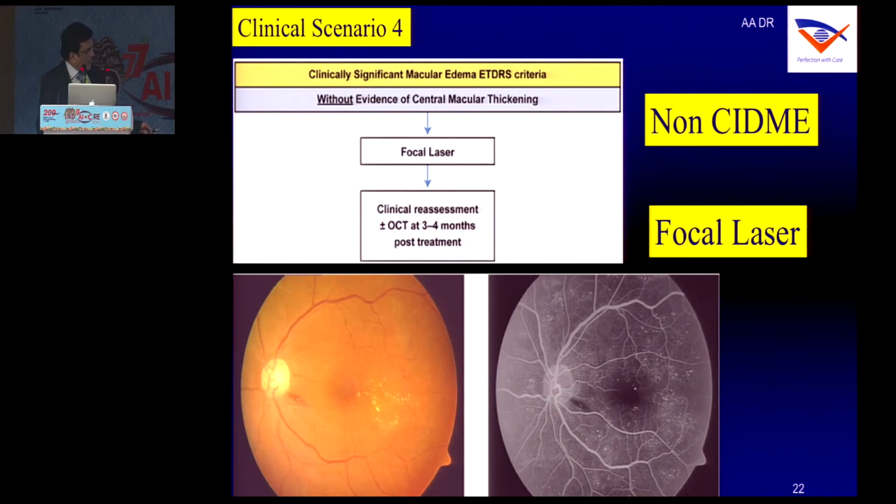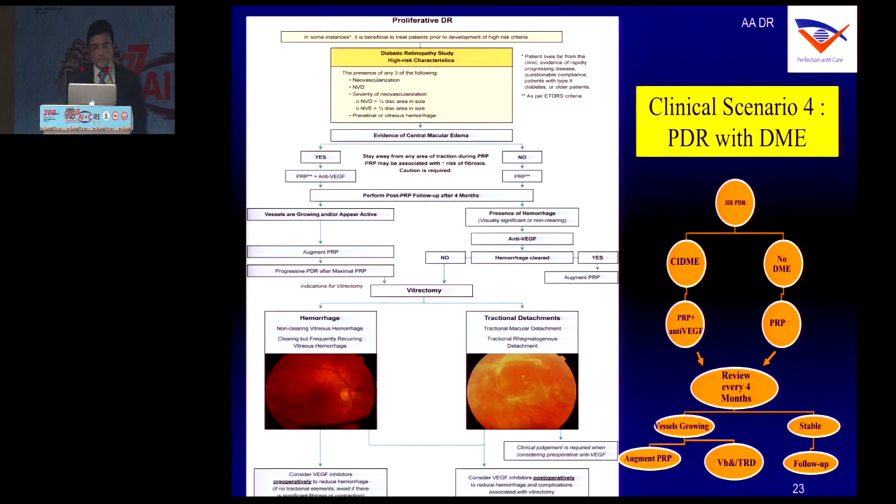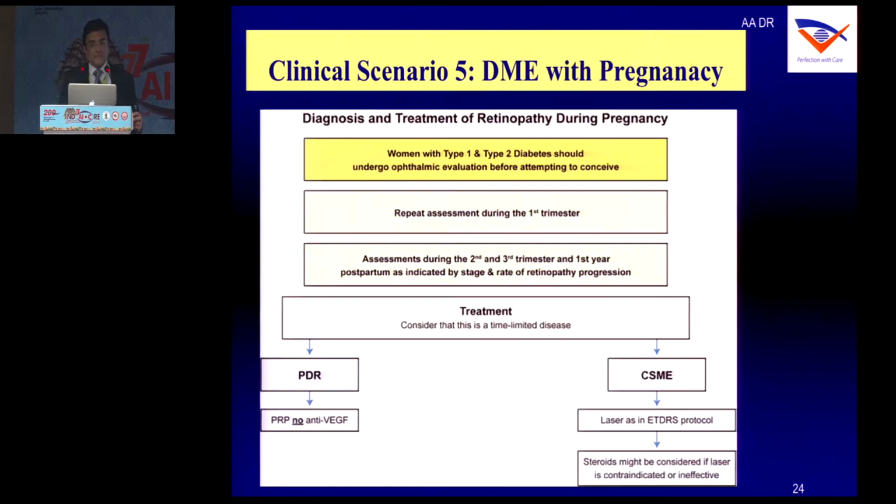If you have extrafoveal macular edema, you identify the macular aneurysm by angiography and you treat it with focal laser. If you have a PDR patient with DME, you treat with anti-VEGFs and then do laser, and eventually if you have vitreous hemorrhage, which Vishal will be talking about, you do vitrectomy. If you don't have any central involving diabetic macular edema, you can go ahead directly with PRP.